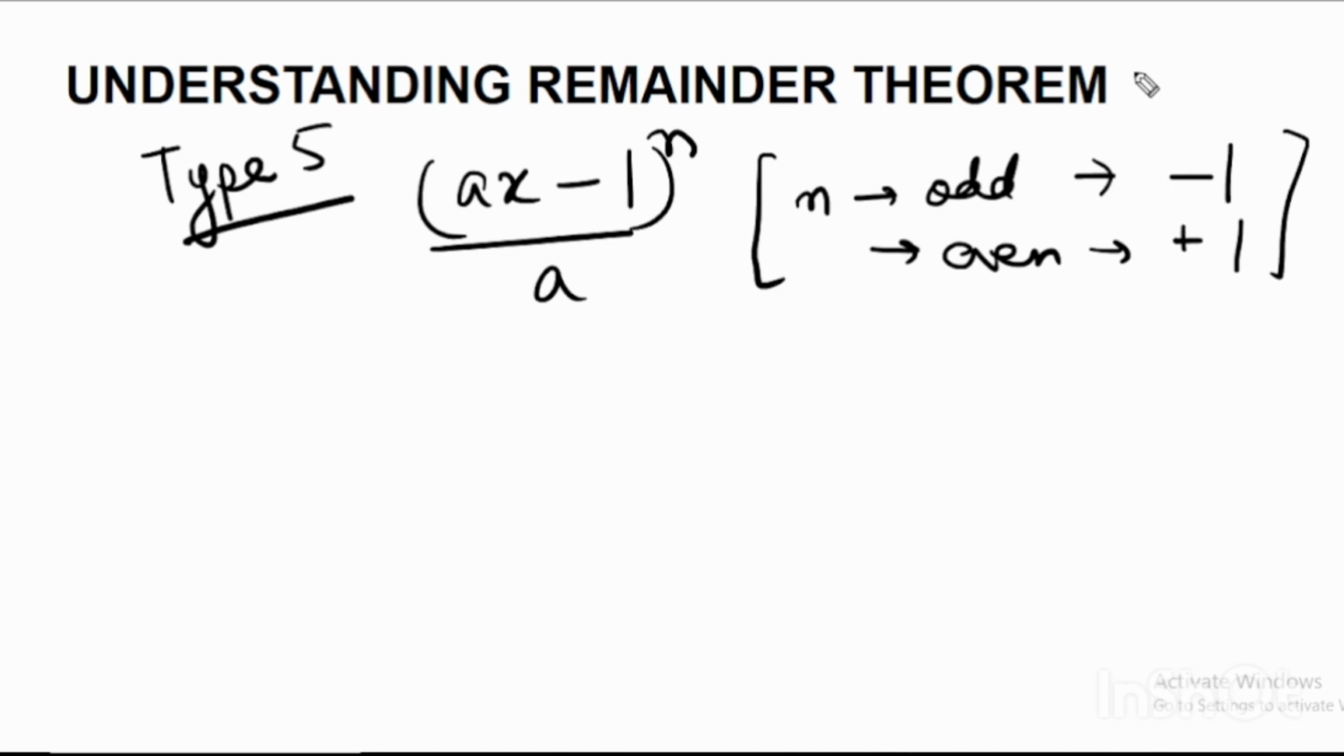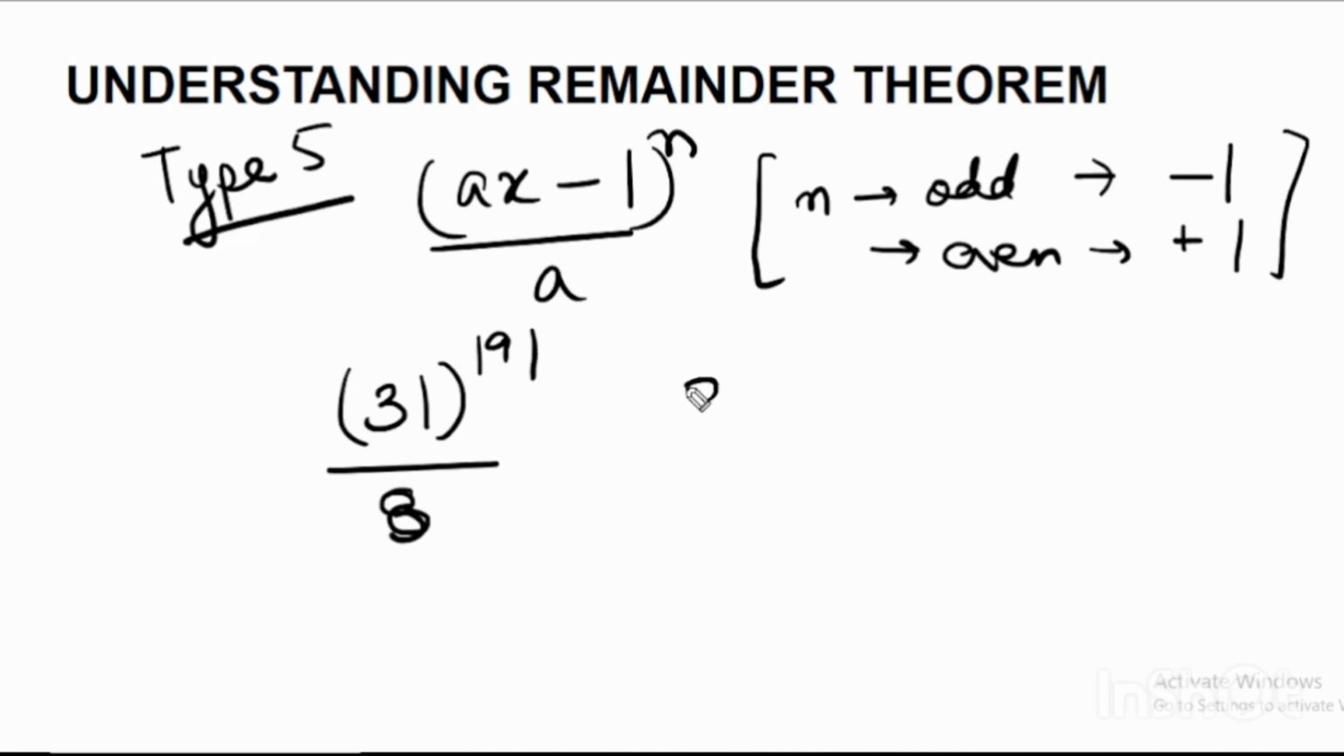For minus 1, you have to apply the negative remainder theorem that I talked about before in case of type 3. So now say you have a question: 31 power 191 divided by 8. You have to simplify it, right?